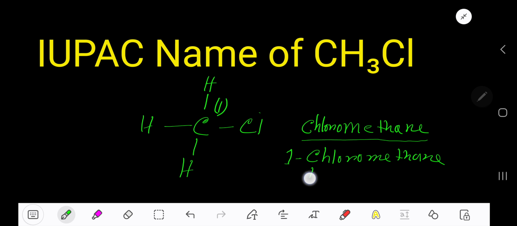Okay, so this C is in capital letter. Normally we write the first letter in a word in capital letter, 1-chloromethane, but since there is one carbon here, we don't write the position of the substituent chloro.